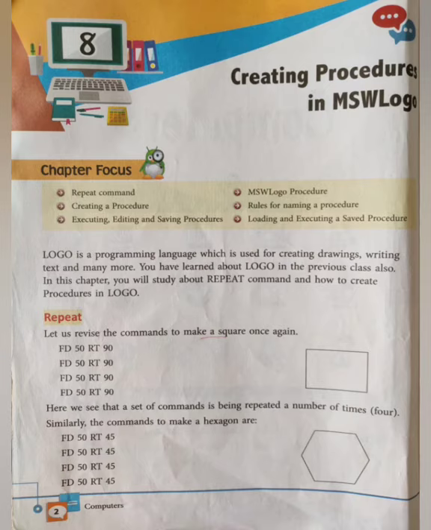First of all, you have to know what is the full form of logo. The full form of logo is logic oriented, graphic oriented. And MSW logo is a simple computer programming language which can be used to control devices. And MSW logo is used for creating drawings, writings, text and many more.